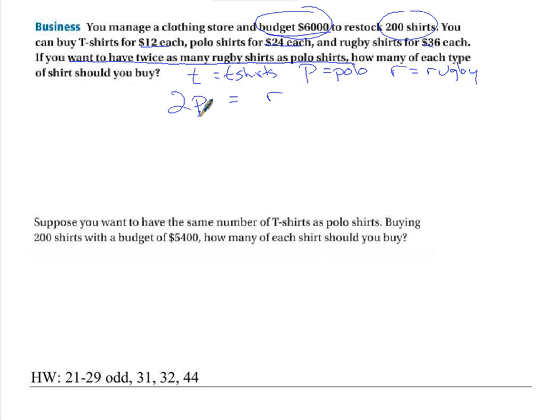Now we have a budget of $6,000. So I'm going to spend $6,000. We're talking about dollars, so I probably should come up with some dollar stuff on the other side. So I'm going to use the dollars information. T-shirts cost 12, polo 24, rugby 36. What do I write? 12T equals $6,000. That's all dollars. So that's your second equation. Now come up with the third.